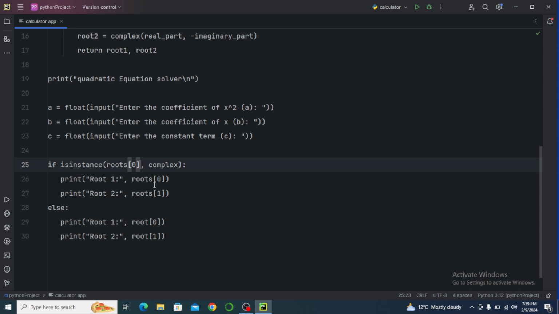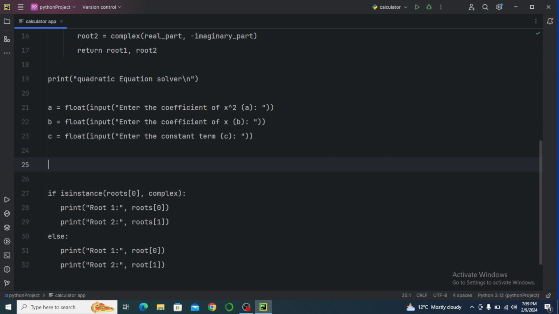Let me review my code to be sure, because I don't know why I'm getting that kind of error. Let's go through this code again. Okay, we're going to include something here. Let's see if this will solve the problem.